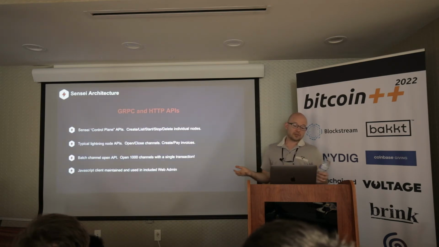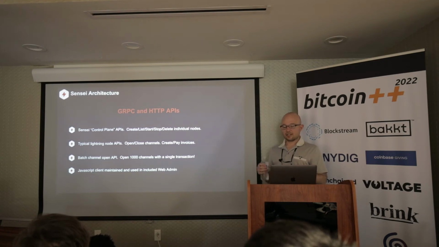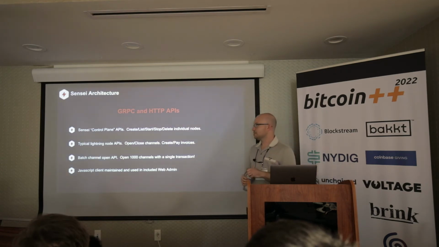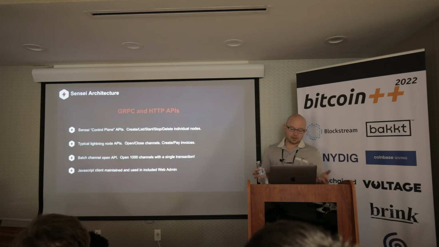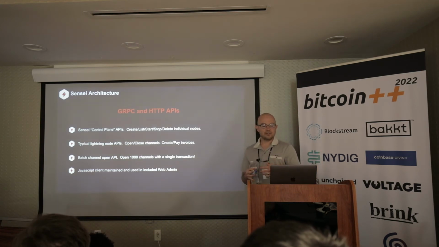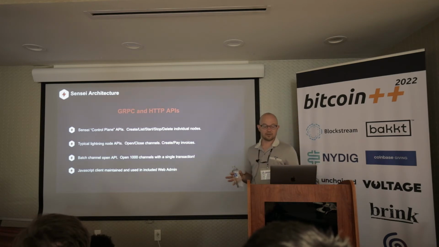And then it exposes gRPC and HTTP APIs that you would expect from a Lightning node. It additionally has this control plane API that I'm calling it. So this is where you can manage the Sensei instance itself. So create, list, start, stop, delete the actual set of nodes. And then for each one of those nodes, you're going to get a macaroon, and you can do your typical Lightning node API. So you can open and close channels, create and pay invoices, whatever.